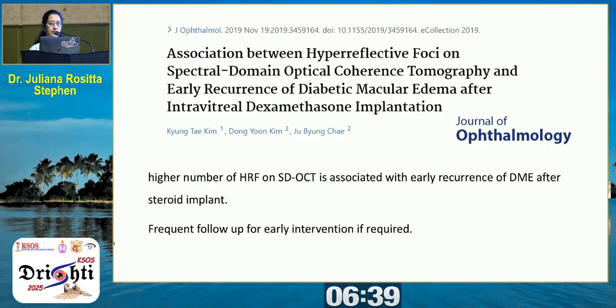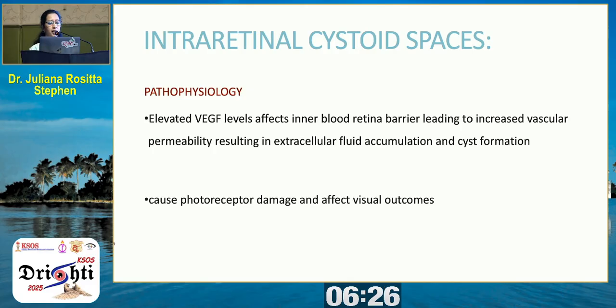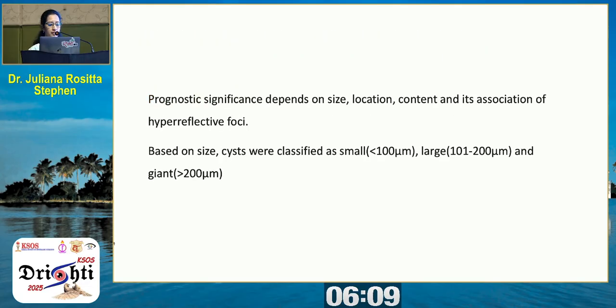So, with reference to follow-up, patients with a higher number of hyperreflective foci are associated with early recurrence of diabetic macular edema, and they require frequent follow-up. Next biomarker is the intraretinal cystoid spaces. Elevated VEGF levels affect the inner blood retinal barrier, leading to increased vascular permeability, resulting in extracellular fluid accumulation and cyst formation. They cause photoreceptor damage and affect the visual outcomes.